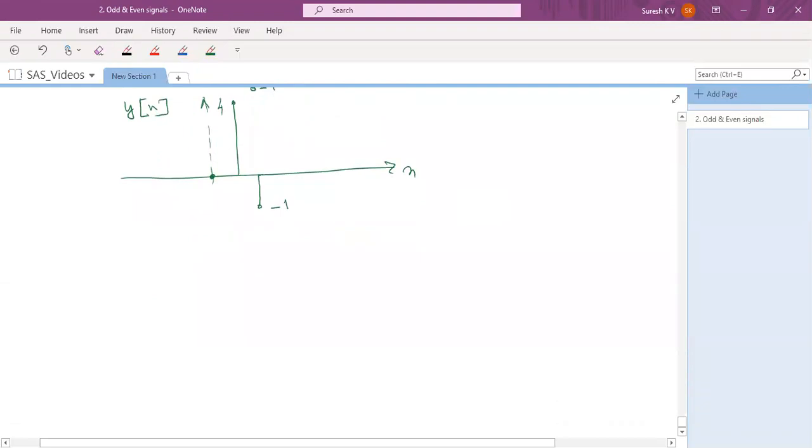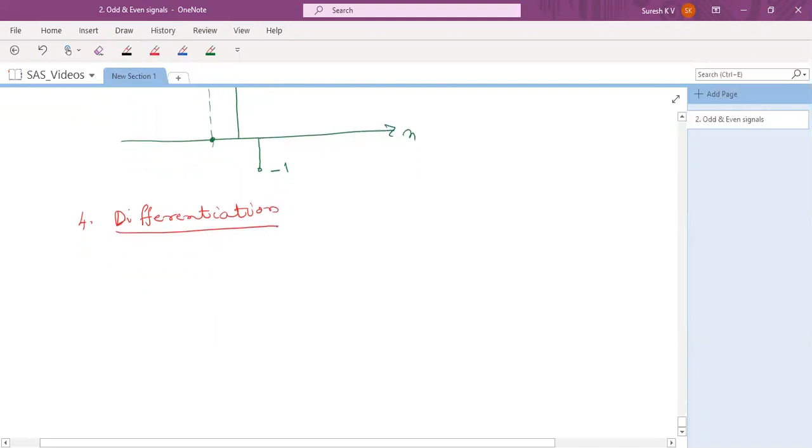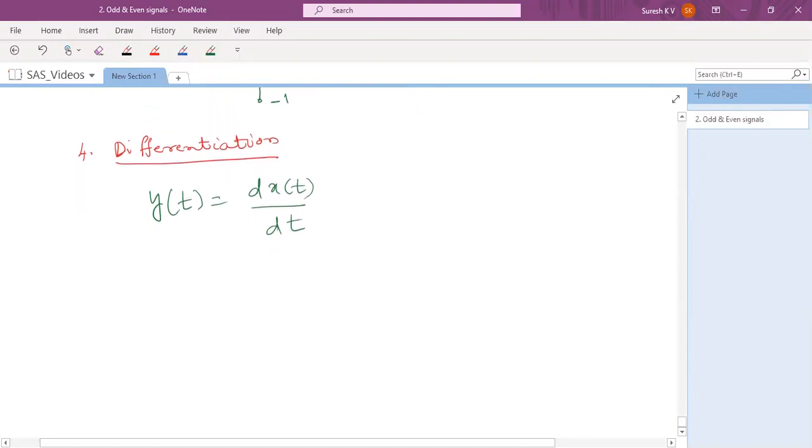We will now consider one more operation on dependent variable, that is differentiation. Now this operation is only defined for continuous time signals because you cannot differentiate a discrete time signal. As the name itself says, if x of t is the input, y of t will be dx of t by dt. That means it is the differential of the input signal x of t.